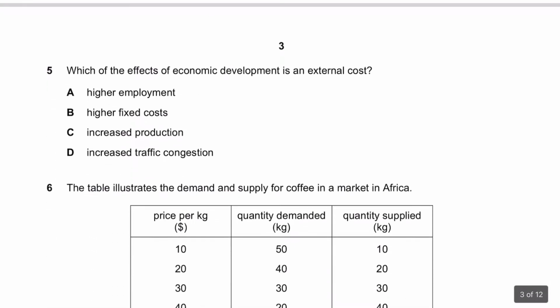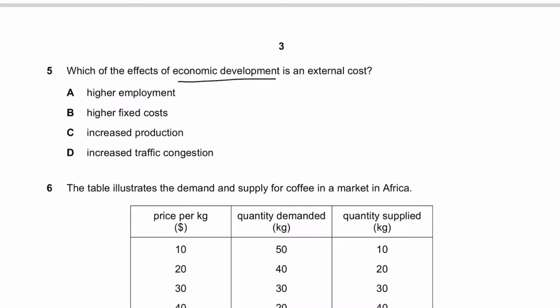Question number 5 says, which of the effects of economic development is an external cost? So economic development is where economic growth takes place. Economic development goes one step beyond economic growth, because economic development results in economic growth in such a way that it enhances the economic welfare of society, the living standard of society. It results in the society being more developed, right?